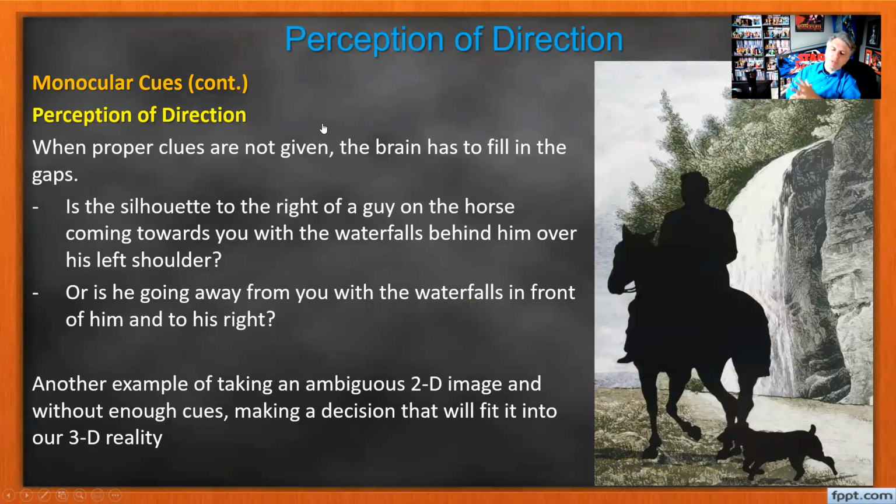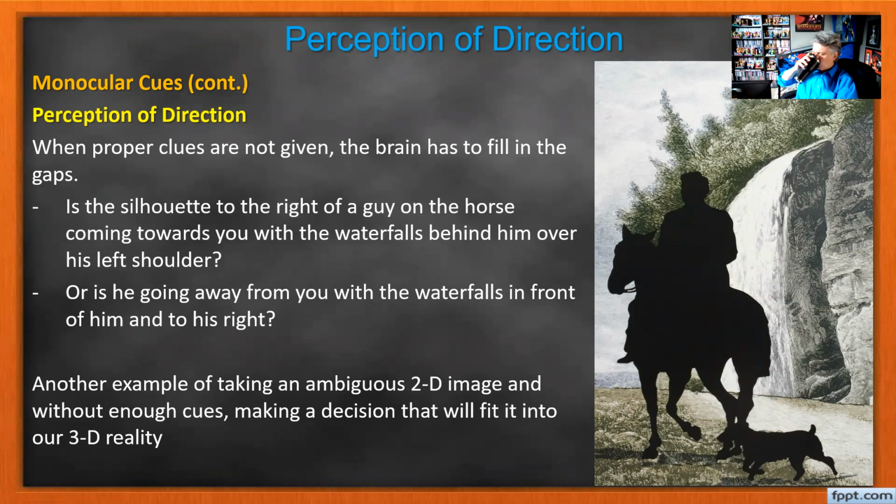All right, now when it comes to perception of direction, this is the idea that when we're not given enough details, our brain is going to fill in the gaps. We're going to fill in the blanks. Because we want to, again, take this two-dimensional thing and fit it into my three-dimensional world. When I take a look at this guy right here, this is a man on a horse, a little puppy dog. The question is the man on the horse, is he coming towards me or is he going away from me? Is he moving towards me or away from me?